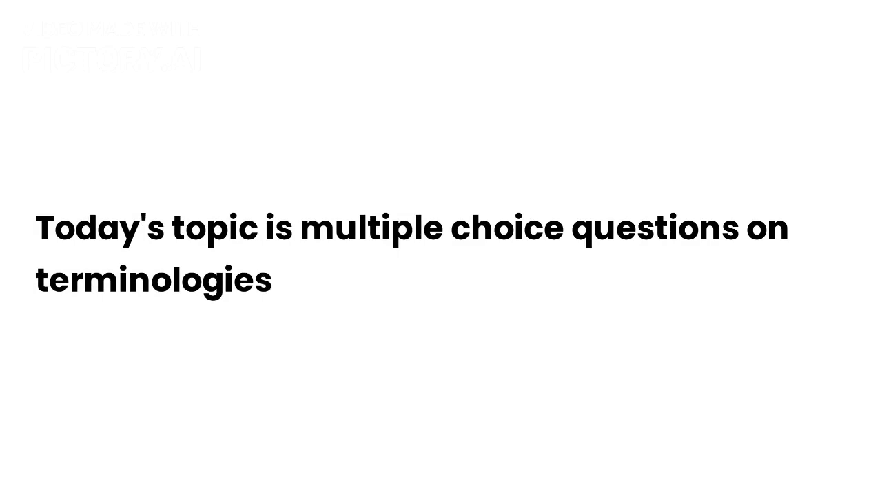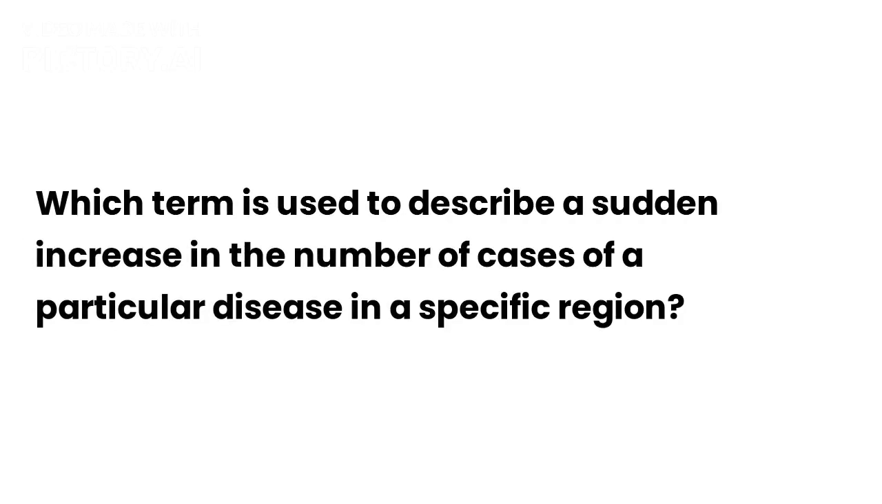Today's topic is multiple choice questions on terminologies. 1. Which term is used to describe a sudden increase in the number of cases of a particular disease in a specific region? A. Endemic. B. Epidemic. C. Pandemic. D. Syndemic. Answer, B. Epidemic.